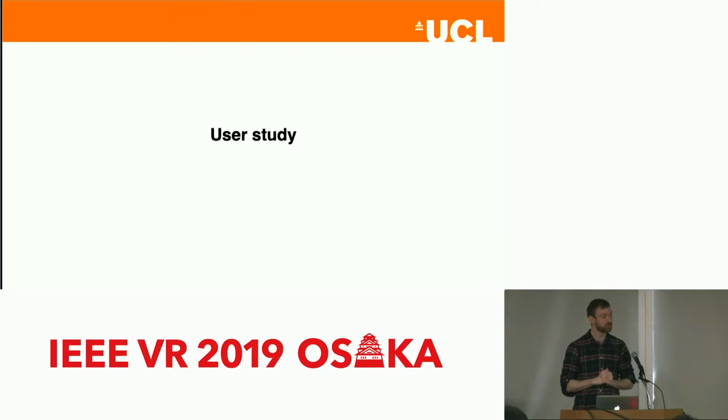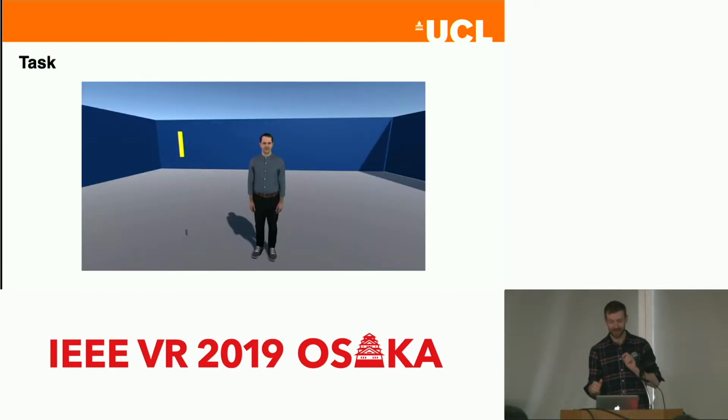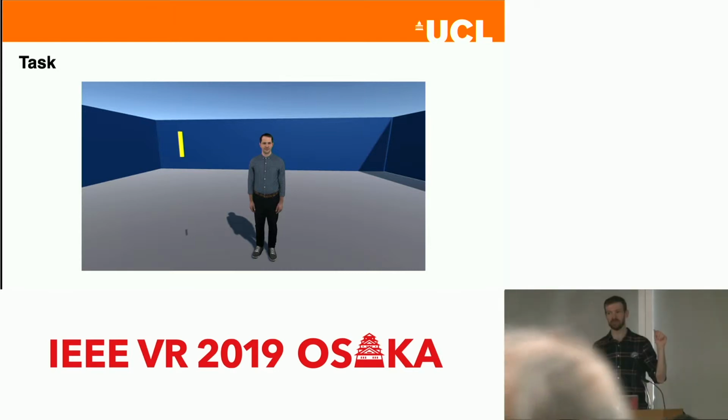Okay, so to look at this, we performed a user study. The task was very simple. There's a volumetrically captured avatar in front of you here, and somewhere between you and him is this yellow floating pipe in space. The users had to rotate the avatar until they felt he was looking at the pipe.